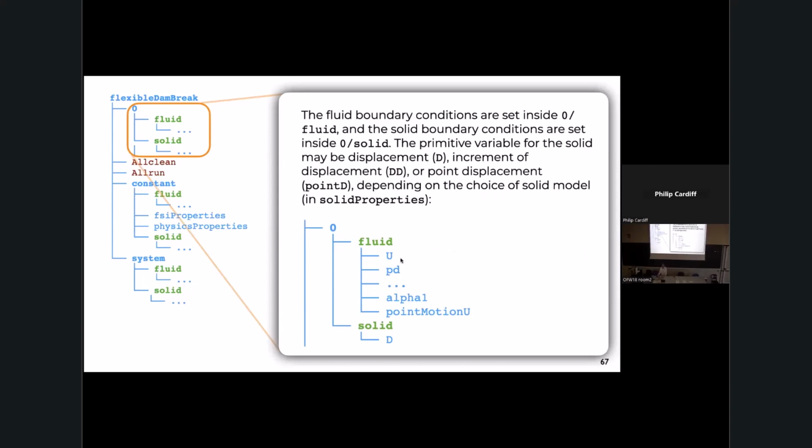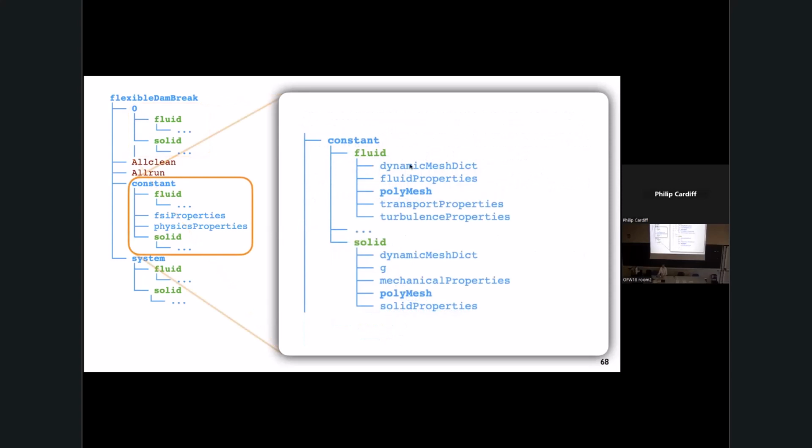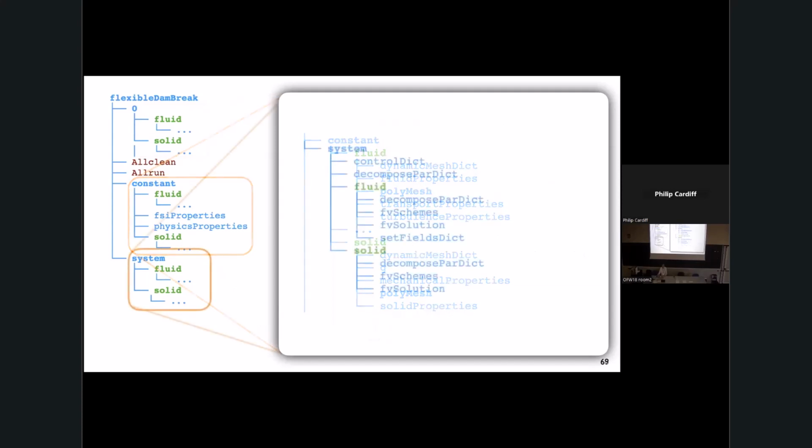So it's interDyMFoam. It's the dynamic mesh version, because now the mesh is moving, not like in a normal dam break. The mesh moves because of the solid. So you have to have an ALE formulation. So velocity, dynamic pressure, the alpha field, but now you have a pointMotionU because you have a mesh motion solver. And then displacement in the solid. In constant, you have your fluid properties, transportProperties, etc., dynamicMeshDict. In the solid, you have solid, just like we saw previously, and the same for the system.